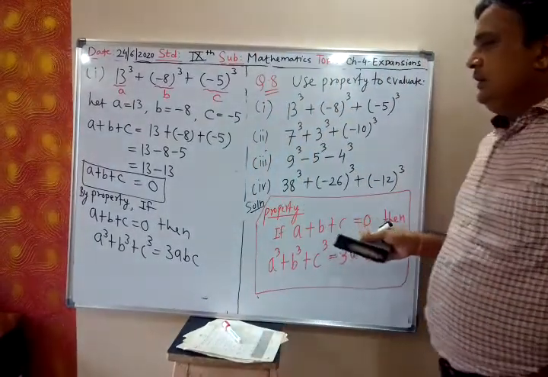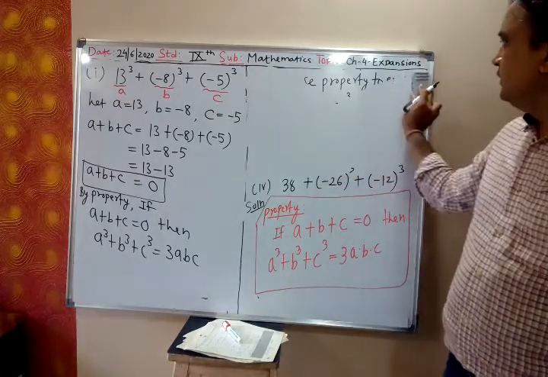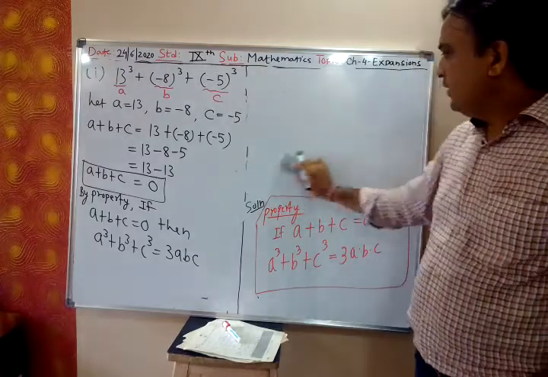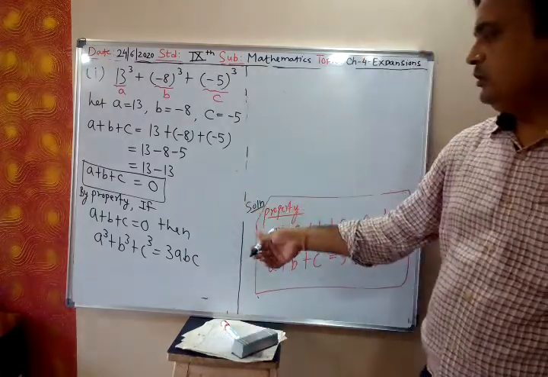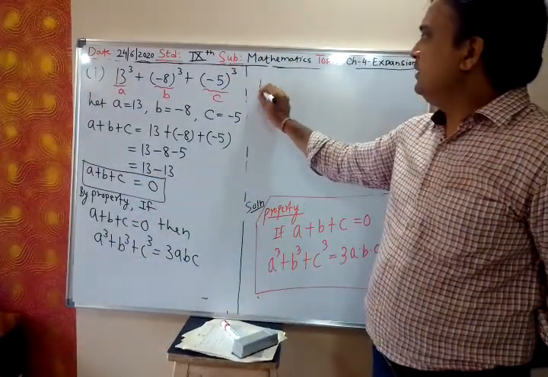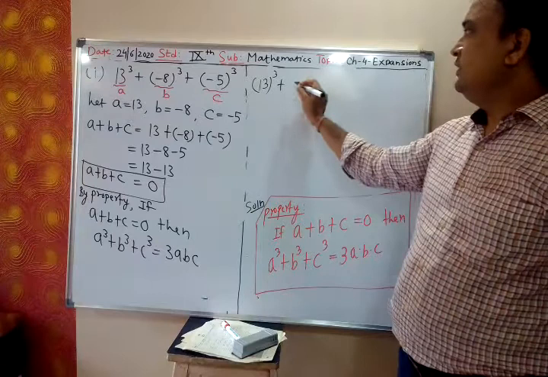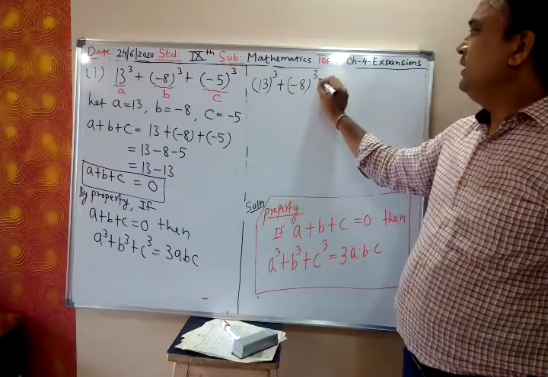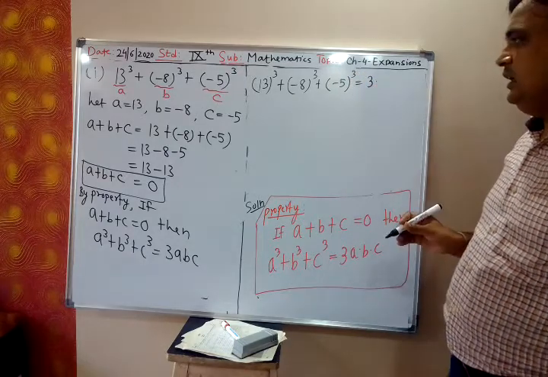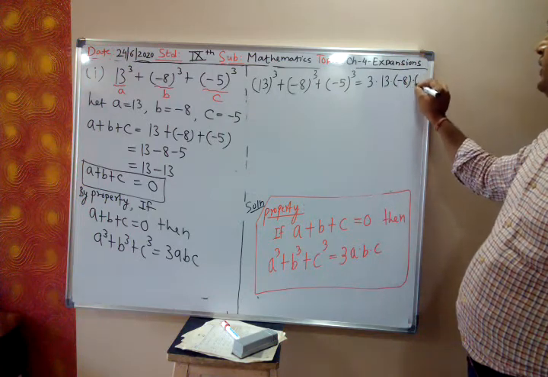So we use the property because A plus B plus C is 0. We can use the property that A cube plus B cube plus C cube is 3abc. Now I will substitute the value. A is 13, so 13 cube plus B, minus 8 cube, plus C, minus 5 cube, is equal to 3 into A, 13, into B, minus 8, into C, minus 5.